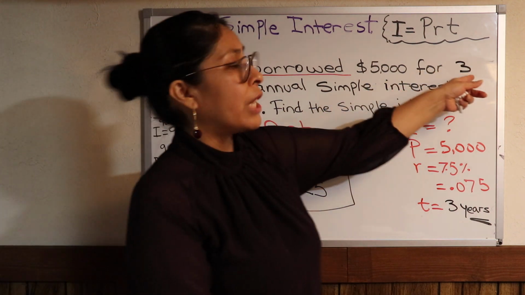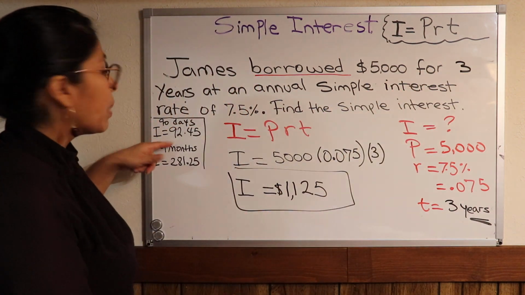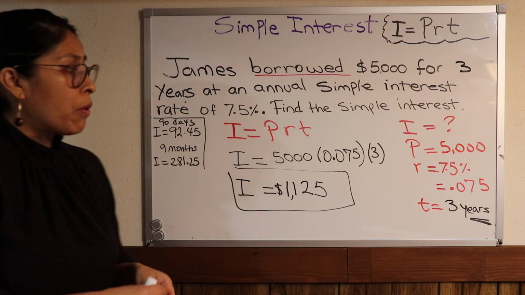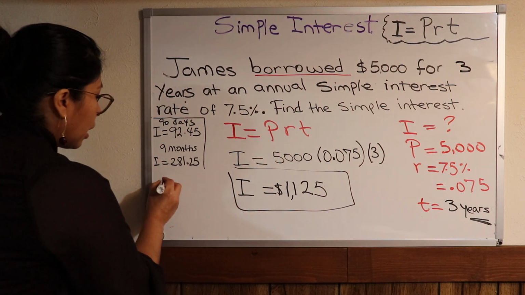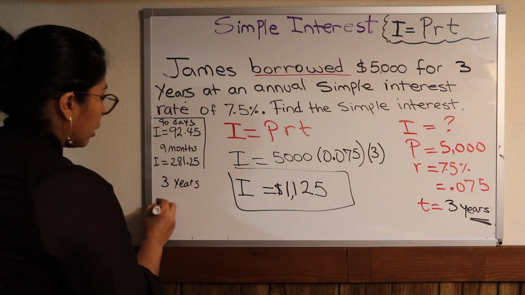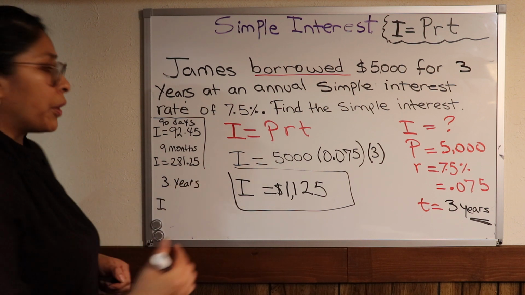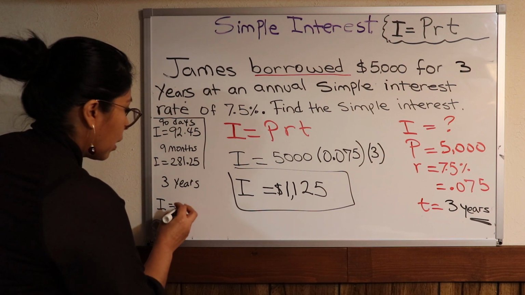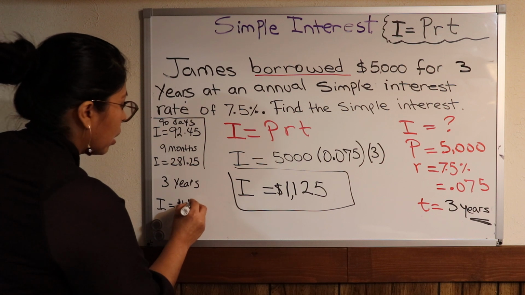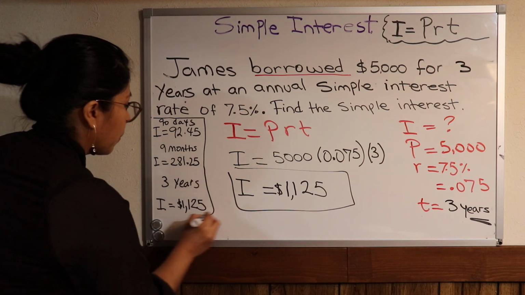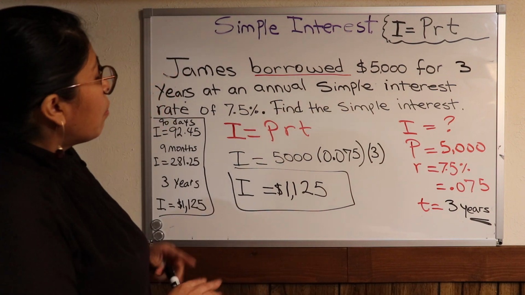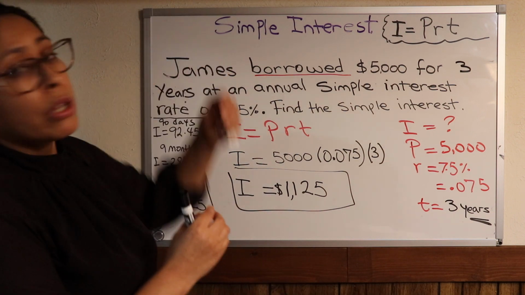when we did 90 days, the interest is going to be less. If we change it to months, it's going to be bigger. Now if we did with the years, and in this case I did 3 years, what happened here? The interest is going to be bigger, so it's going to be more money. So it's right here, $1,125. So this is my problem dealing with simple interest.